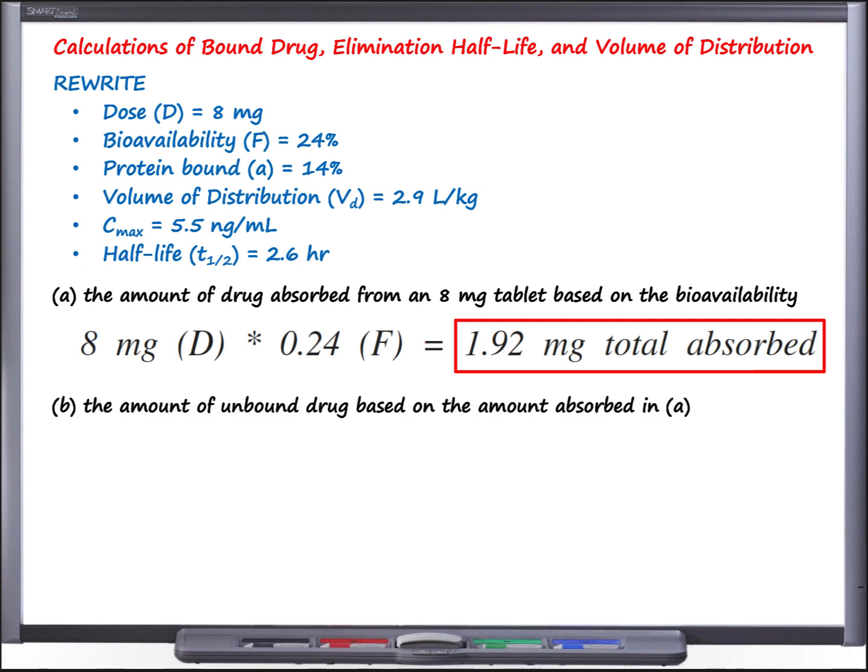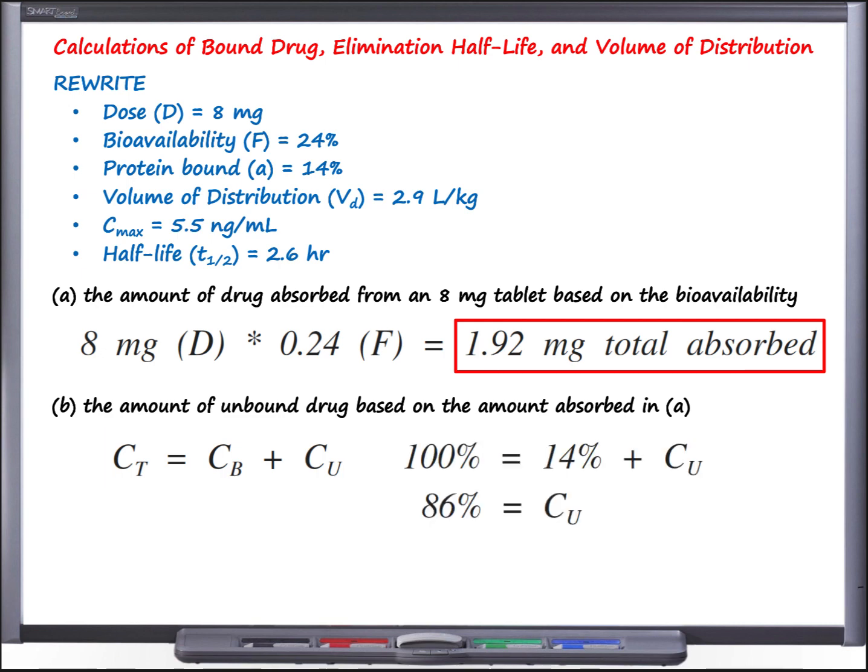Okay, the next question wants to know the amount of unbound drug based on the amount absorbed in the first question. This gets back to plasma concentrations and bound versus unbound as far as distribution goes. The formula we used back then was that the total concentration is equal to the bound concentration plus the unbound concentration.